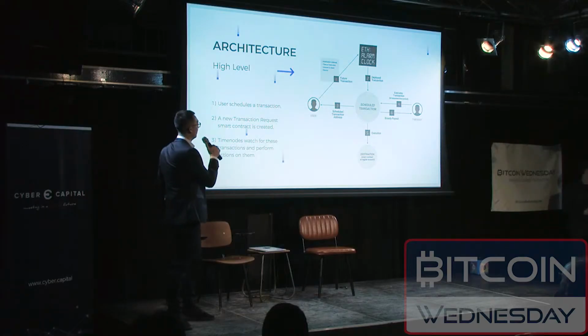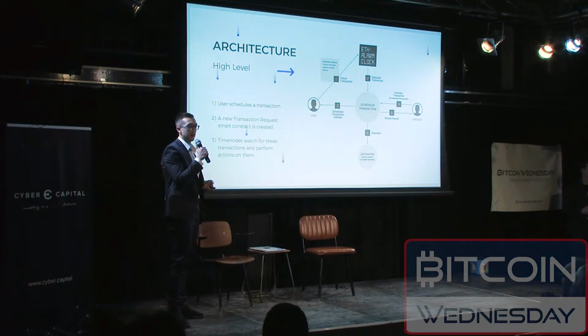And here is the dependency chart for all the smart contracts. This is how they're talking to each other on the protocol. So going into the flow of how scheduling on the alarm clock actually works, we have a user that knows when they want to send a transaction, and they send these parameters to the Ethereum Alarm Clock contracts.